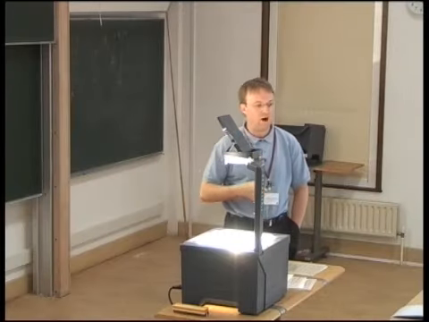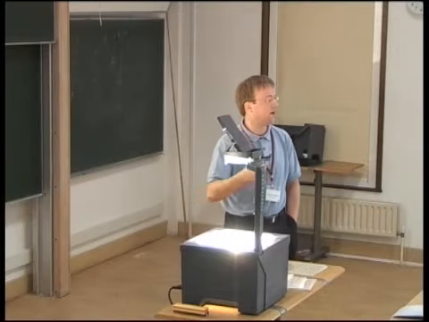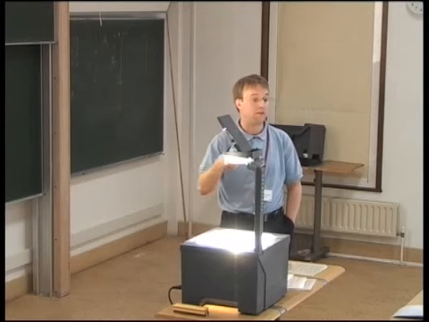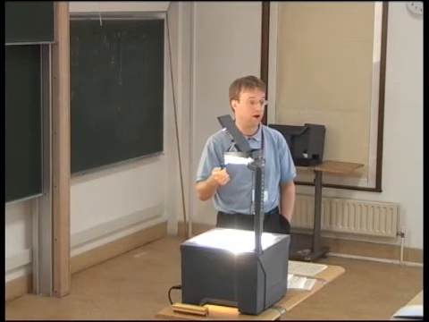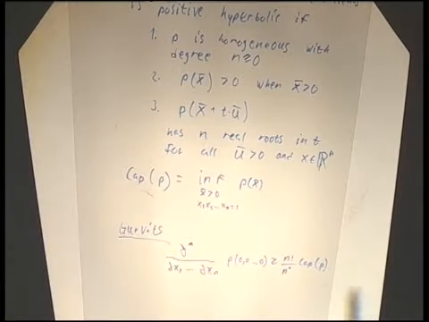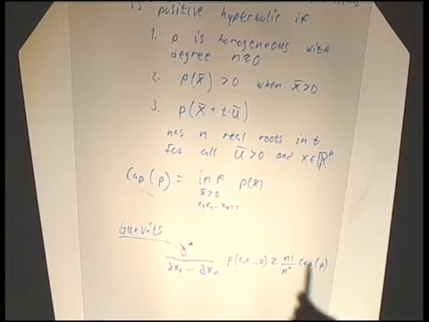And why is this interesting? Well, it is interesting because the permanent of a matrix can be expressed in exactly this way. So having bounds of this type for positive hyperbolic polynomials gives you bounds for the permanent also. And the polynomial that you end up with for the permanent here has a capacity which can be estimated well also.